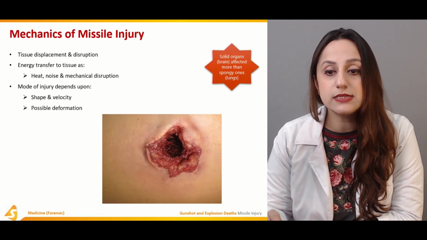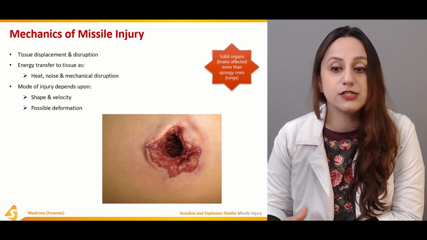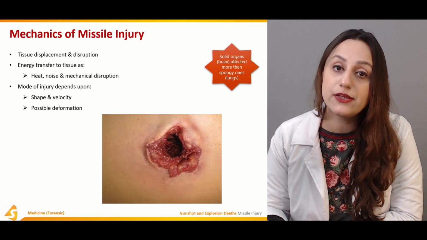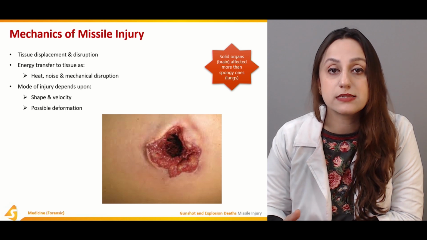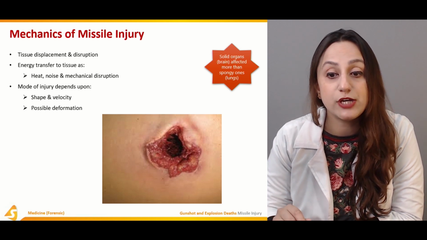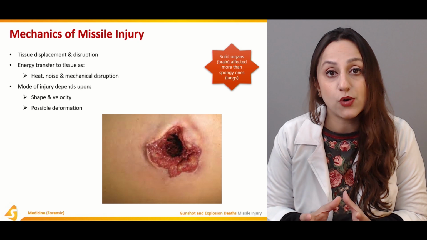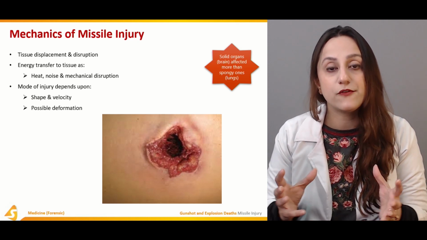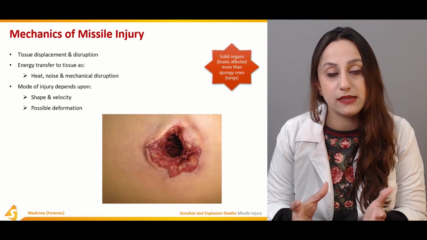The solid organs, for example the brain, are affected more than the spongy ones. Of course, because the decelerating or accelerating phenomena are more prominent when we are talking about solid organs such as the brain, rather than the spongy ones, because they are more flexible, more pliable in their nature.